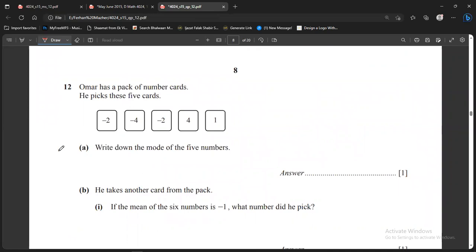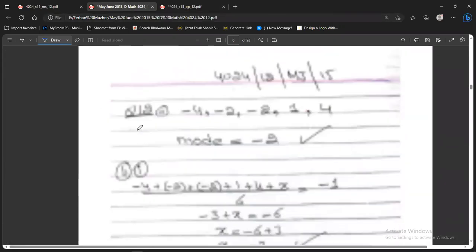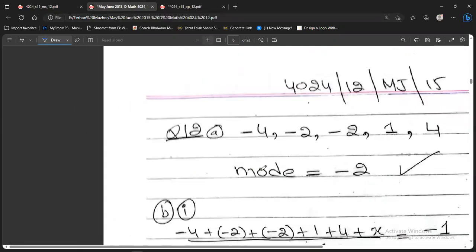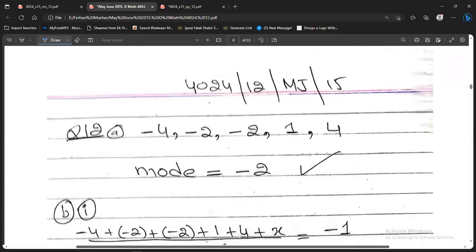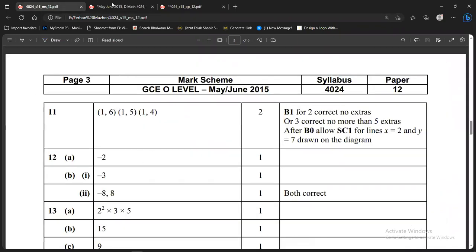Okay. Omar, question number 12. Omar has a pack of number cards. He picks these 5 cards: -2, -4, -2, 4, and 1. Write down the mode of the 5 numbers. Mode is that number which is most repeated. The most repeated number here is -2. So the mode is -2.